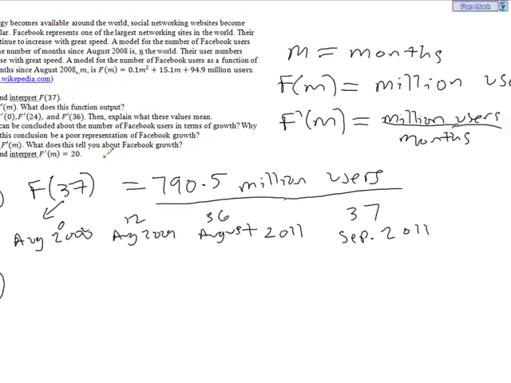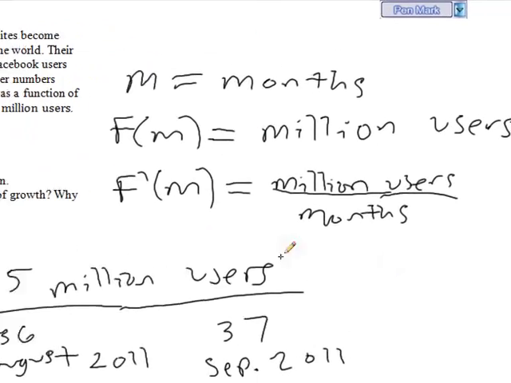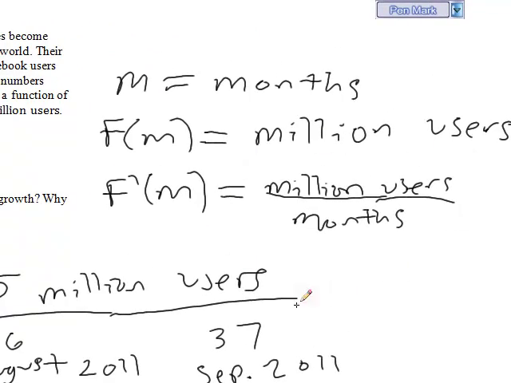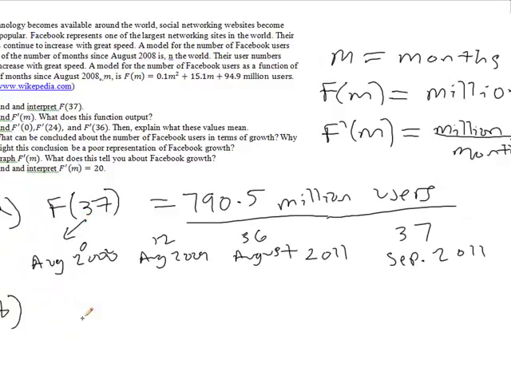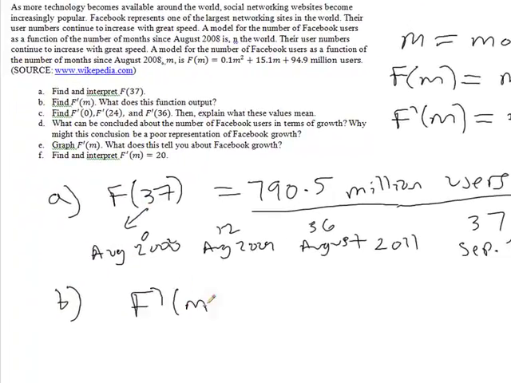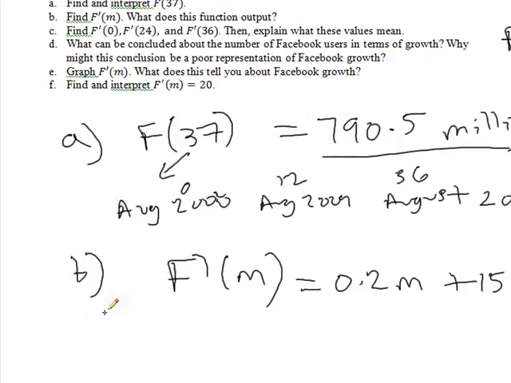In part B, we want to find the derivative function. We already identified what it outputs. It outputs the rate of change of users per month. To find the function, we're going to use the power rule. So we're going to drop the power, multiply by 0.1, we get 0.2, subtract 1 from the exponent, so we get 0.2m to the first. For 15.1m, its derivative will just be 15.1, and the derivative of the constant is 0, so that is not necessary to copy down.